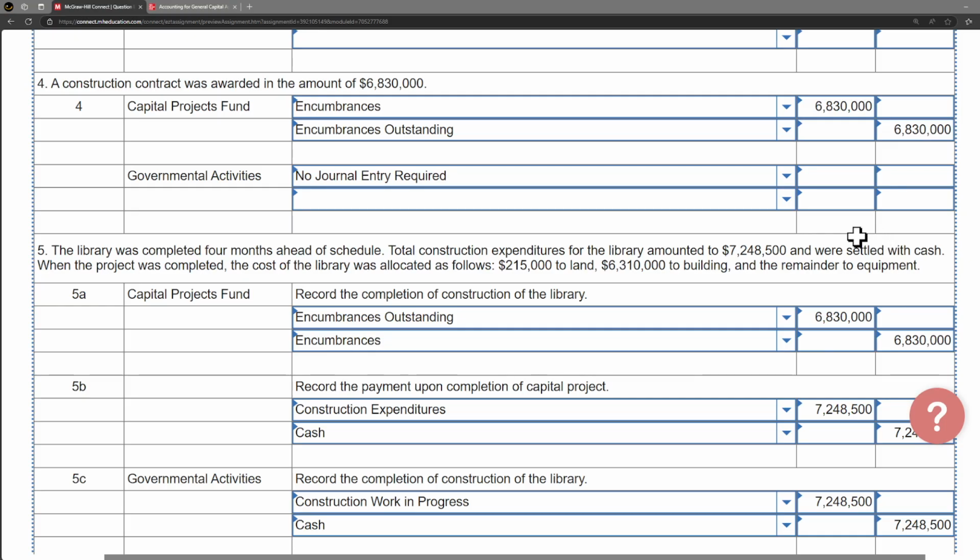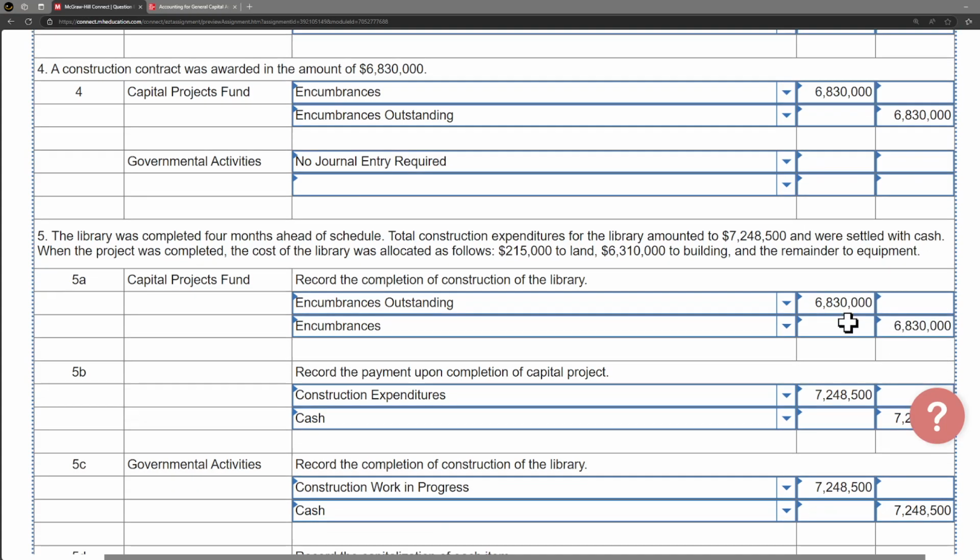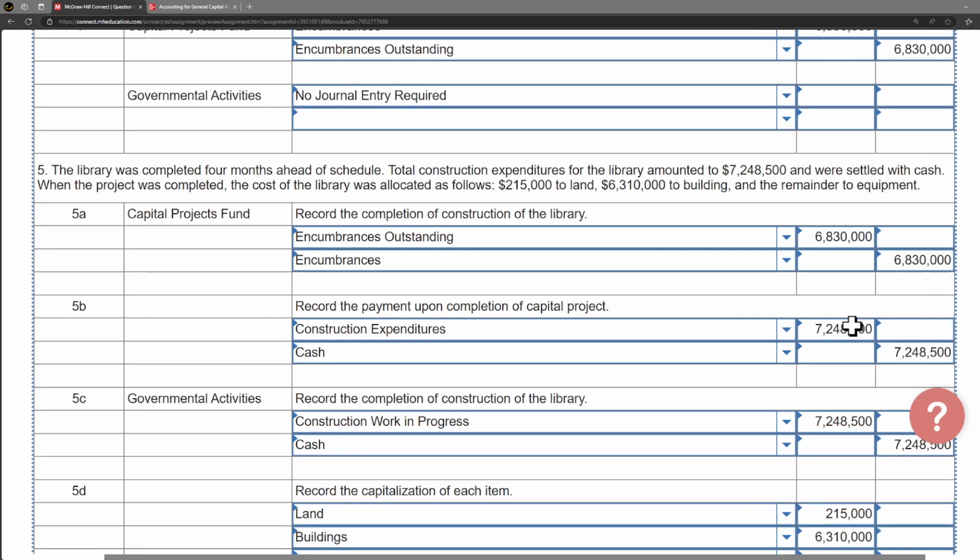When we're getting ready to close down this project, or when we have now, encumbrances are before the expenditures happen. So we now are spending the money, the expenditures are happening, so we need to go ahead and undo the encumbrance. So we're just going to reverse out the encumbrance and the encumbrance outstanding, because now we've got actual expenditures to take the place of encumbrances. So we've got a cash credit, and the construction expenditure is the $7,248.